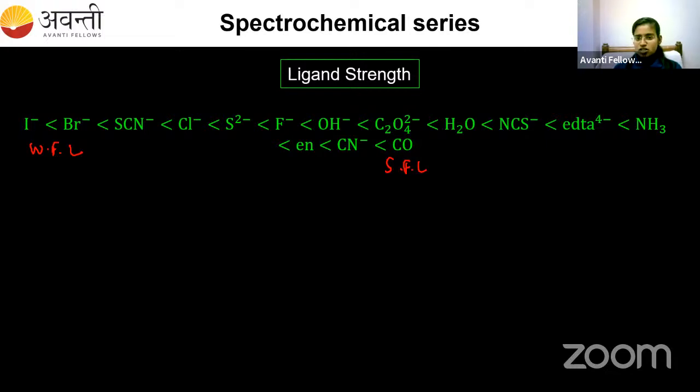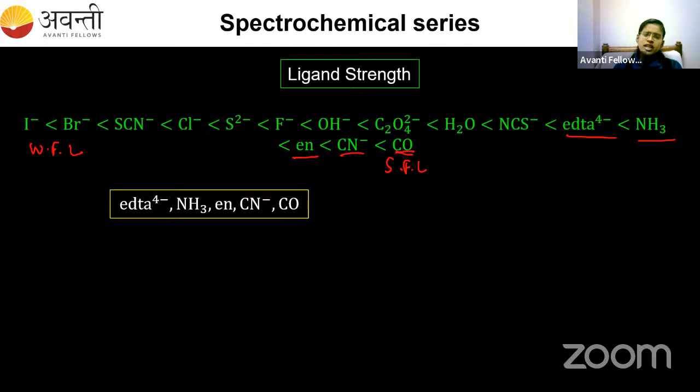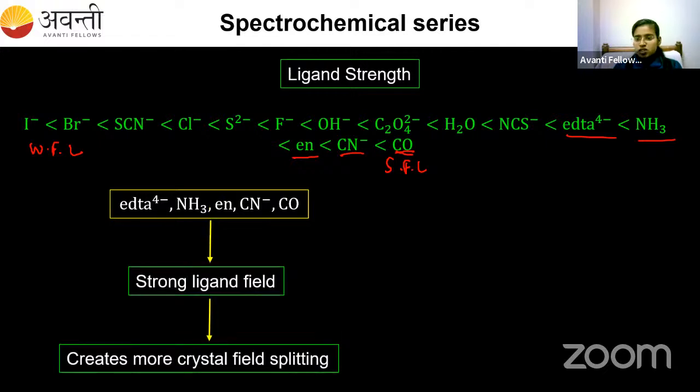In the strong field end, the very first strong field ligand is CO. Next comes CN minus, ethylenediamine, NH3, EDTA4 minus. Till this, they are all strong field ligands. All these five are strong field ligands. What will strong field ligands do? They will create more crystal field splitting. The orbitals are getting split, no? Three below and two above. So they will create more splitting, and the energy gap between those two will be more.